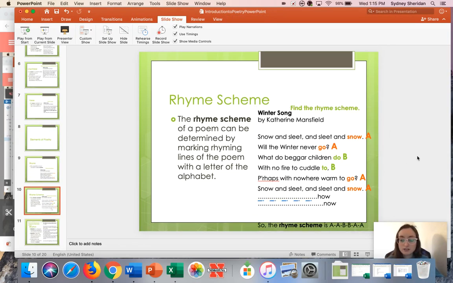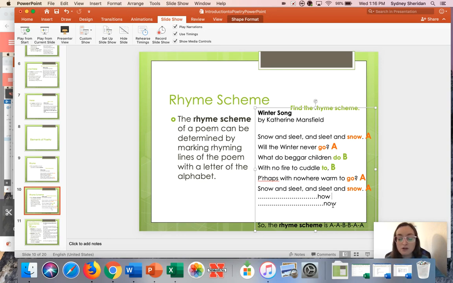So now, say my poem was a little bit longer. Say I had 2 more lines in my poem, and they end with the words how and now. So how would I mark these with a letter of the alphabet to track my rhyme scheme? Let's see. Well, how and now rhyme with each other, right? So I would need a letter for these. I would need to use the same letter for how and the same letter for now. But what letter do I use?